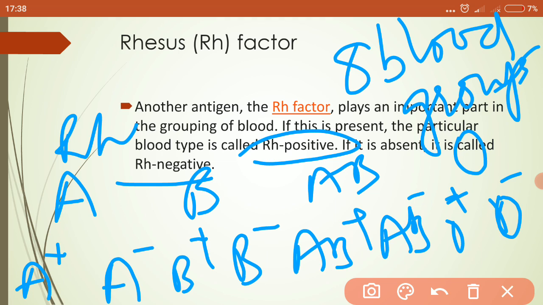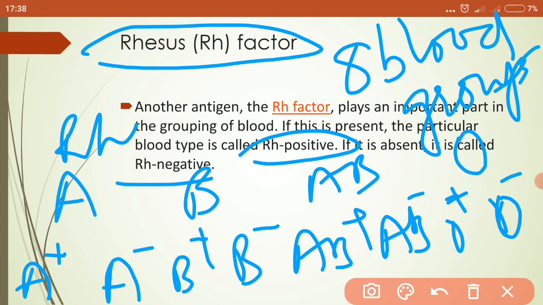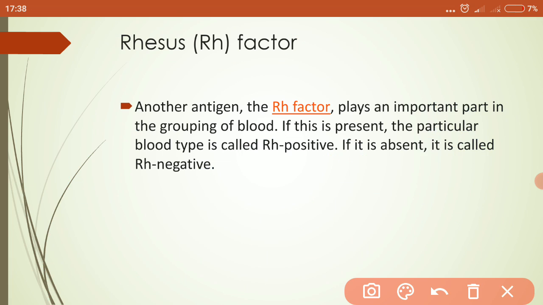Okay. Now, how this affects blood transfusion, we will be discussing when I discuss blood transfusion in the next slide. This much is clear. But another thing which should be remembered is the name rhesus factor. It was given because this rhesus factor was first discovered in the rhesus monkeys. Okay, and hence this name was given.